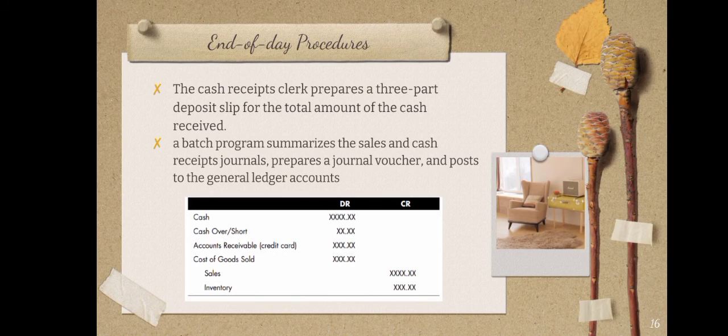In the end of the day procedures, the cash receipt clerk prepares a three-part deposit slip for the total amount of the cash received. Lastly, a batch program summarizes the sales and cash receipt journals, prepares a journal voucher, and posts to the general ledger accounts. So the transaction below is a sample of the end of day procedures and the transactions that are being posted on the general ledger account.